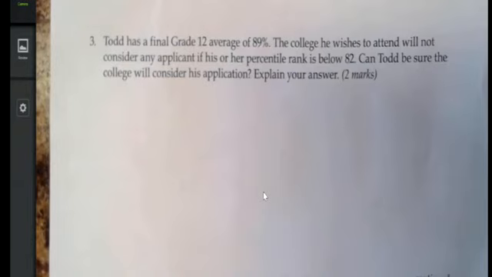Probably. As long as there aren't a whole bunch of people in his class getting 90s, he should be able to get a percentile rank of 82 with that kind of mark. It's not 100% sure, but he ought to be pretty safe with that. That's a decent mark.